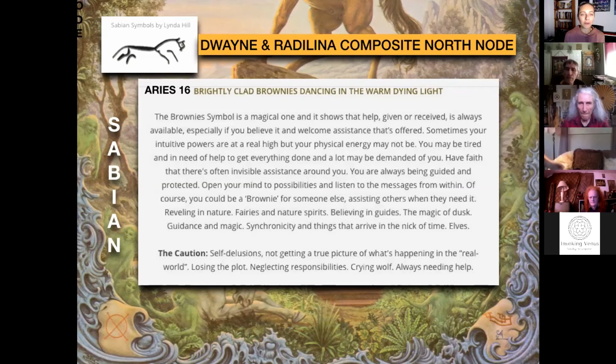The brownie symbol is a magical one, and it shows that help, given or received, is always available, especially if you believe it and welcome assistance that's offered. Sometimes your intuitive powers are at a real high, but your physical energy may not be. You may be tired and in need of help to get everything done, and a lot may be demanded of you. Have faith that there is often invisible assistance around you. You're always being guided and protected. Open your mind to possibilities and listen to the messages from within. Of course, you could be a brownie for someone else, assisting others when they need it.